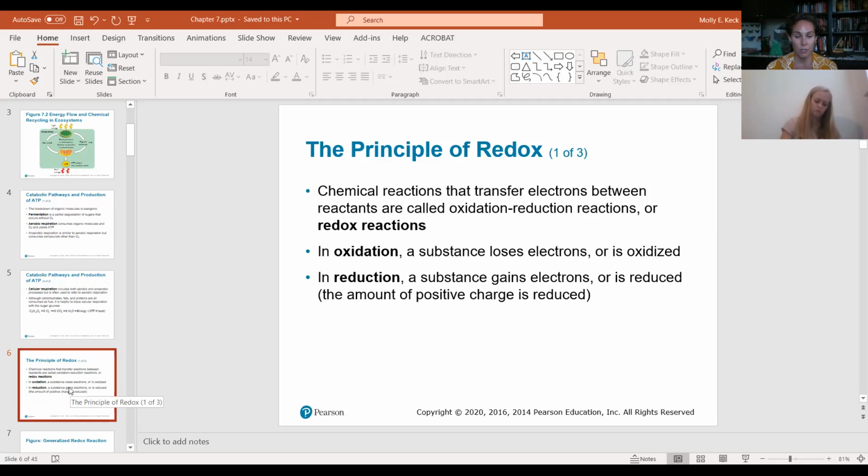It is always so confusing for students to think something gets reduced if it gains something, but think of it in terms of electrons and charges as opposed to objects that you get. So if you're oxidized, you become more positive. You give up your negative electrons. If you're reduced, then you gain the electrons, and now you're more negatively charged.